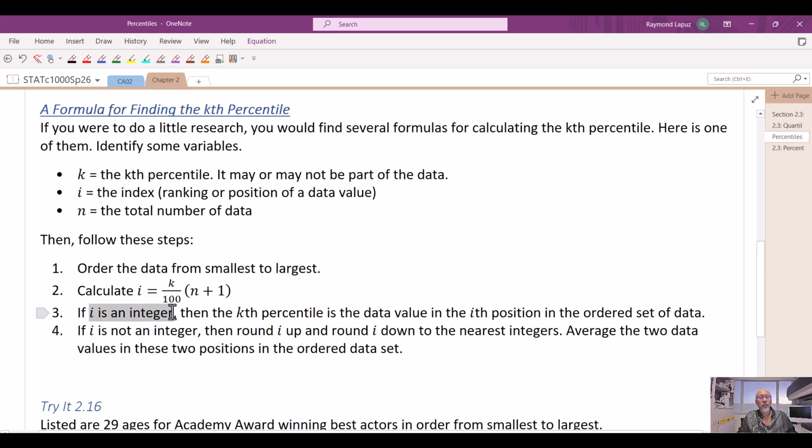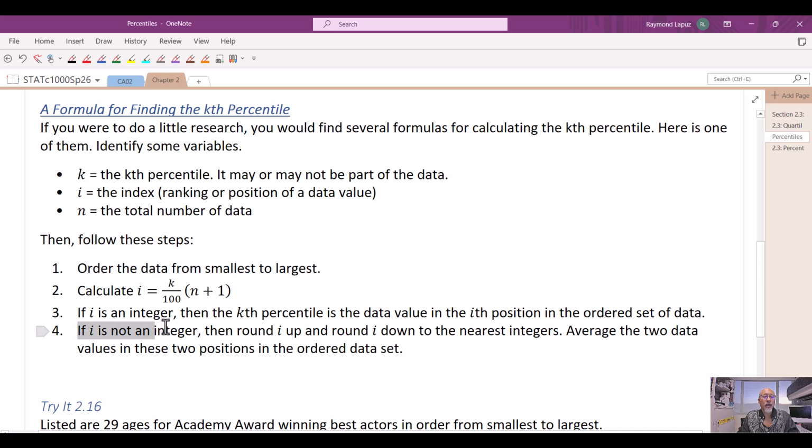If I is a whole number, an integer, then the kth percentile is going to be in the ith position. So if I was equal to 5 in your computation, then you start from the lowest number, count 1, 2, 3, 4, 5, and the fifth number is going to be that value in the kth percentile.